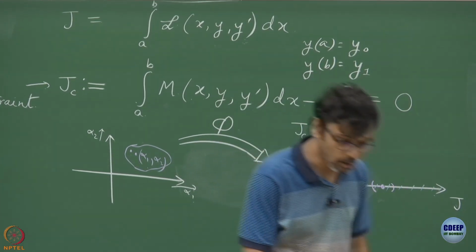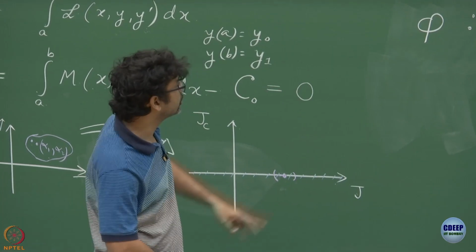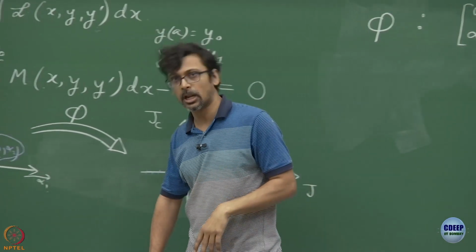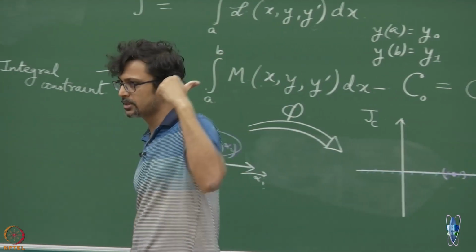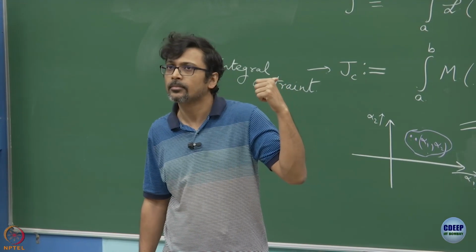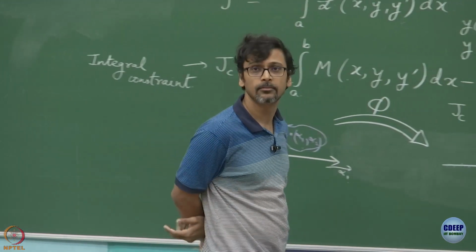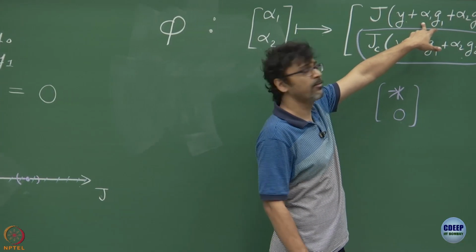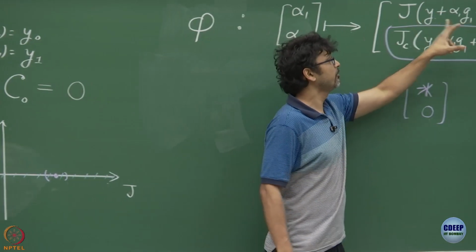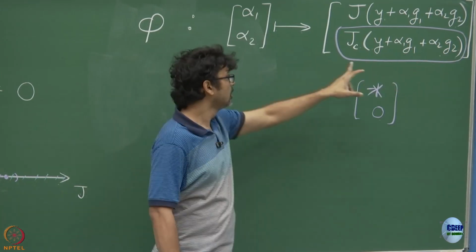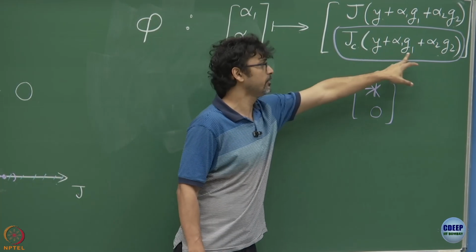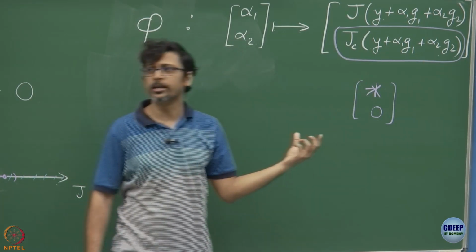In order to rule that out, the only possibility is that the Jacobian of this phi with respect to this alpha 1 and alpha 2 must be singular. The Jacobian of this with respect to this alpha 1 and alpha 2 will be a 2 by 2 matrix. So what will that Jacobian be? This fellow's partial with respect to alpha 1, that's the 1 1 entry. This fellow's partial with respect to alpha 2, that's the 1 2 entry. This fellow's partial with respect to alpha 1, that's the 2 1 entry. And this fellow's partial with respect to alpha 2, that's the 2 2 entry.